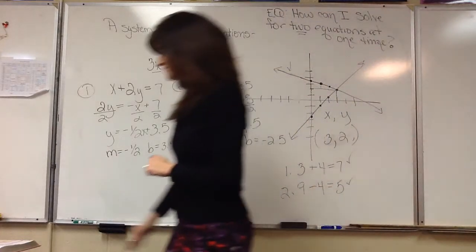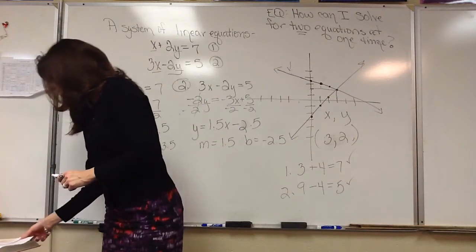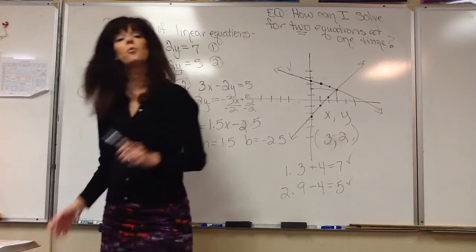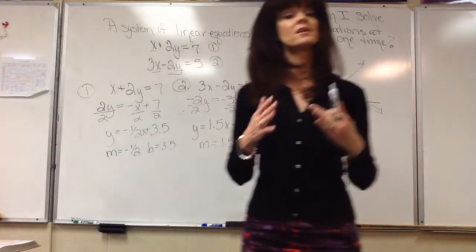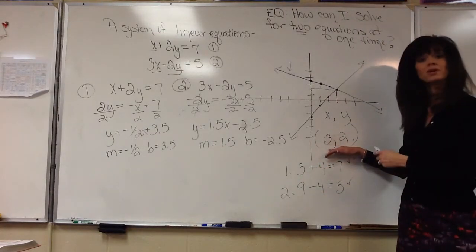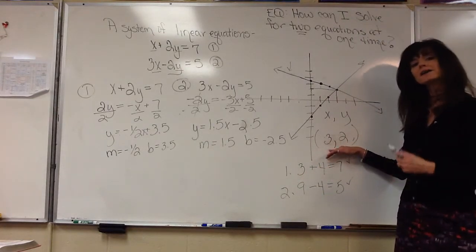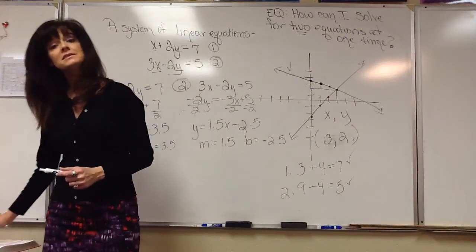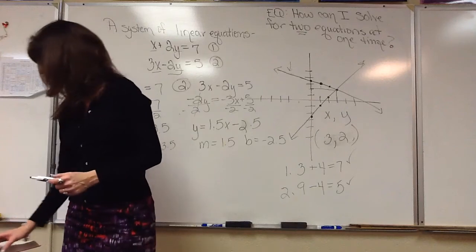So good deal. Okay, now we're going to talk about types of linear systems. Okay, first of all, when we have exactly one solution to our linear system, such as here, 3 and 2, we call that consistent. We say that it is a consistent, independent system.